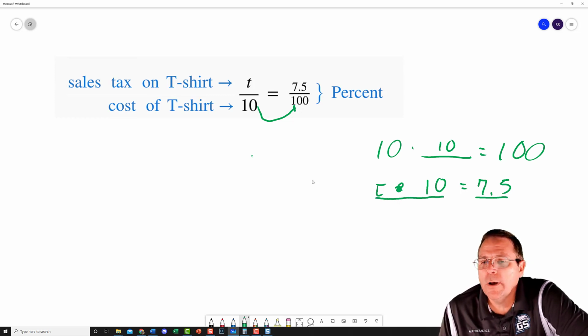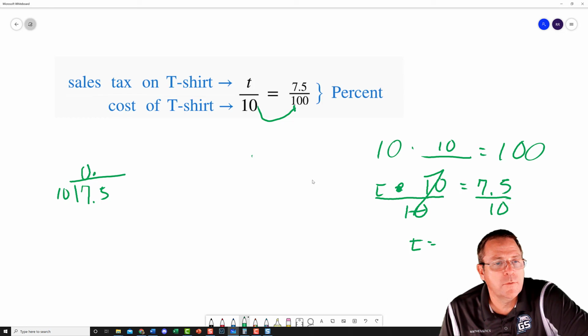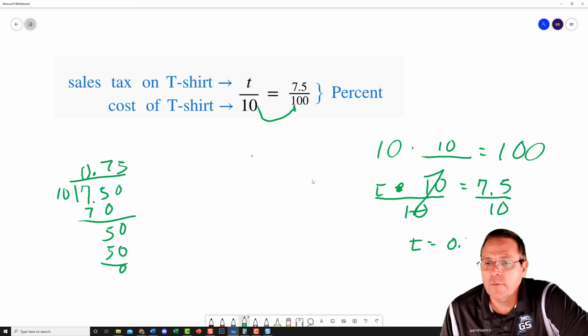So 10 is multiplying itself. I'm going to divide by 10 on both sides. Right here I have 10 divided by 10, which is 1, and 1 times t is t. And then to come off to the side and do my grunt work, 7.5 divided by 10. 10 goes into 7 0 times, bring up your 0, or your decimal, 10 goes into 75, 7 times, which is 70, bring down your 5, annex a 0 and bring it down, 10 goes into 50, 5 times, which is 50 with nothing left over. Your answer, your tax, is going to be 75 cents.